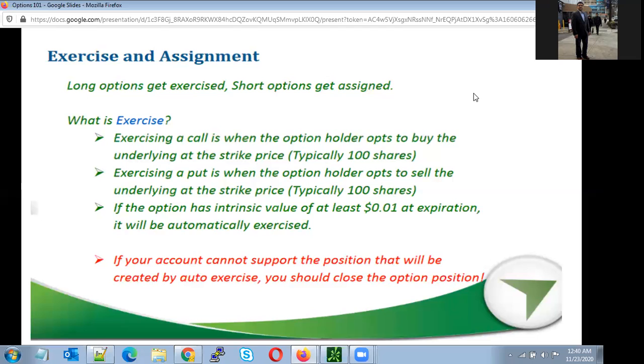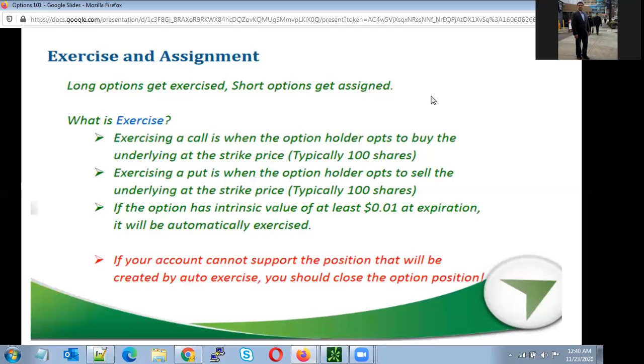But if you go weekly call, you may get more assignment, because the call is expiring today and I don't want to hold it, and tomorrow it may go 50 cents down. I see that, and I will ask for assignment. I try to exercise that call.